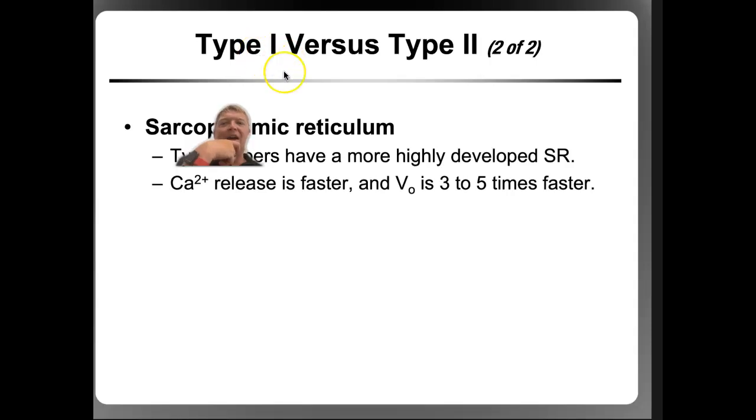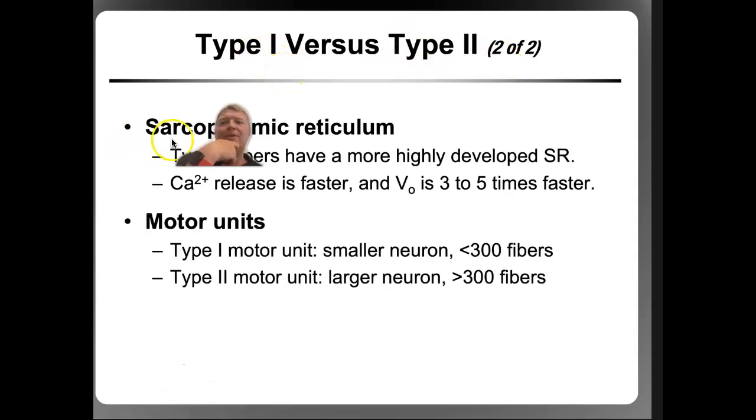So the difference with type 1 to type 2 muscle fibers: the sarcoplasmic reticulum, those type 2 fibers have more highly developed sarcoplasmic reticulums, and at least chemistry-wise, you can train your muscles. That's what you run for, and you do different kinds of sprints to train your muscles, and part of that is training the chemistry in those muscles to work faster or slower. So you can slightly train it. So the calcium release is faster in a type 2 muscle fiber, sometimes up to 3 to 5 times faster.